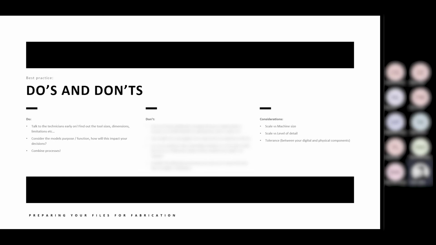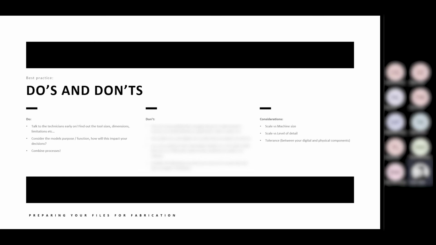Considerations: scale versus machine size. If you know the level of detail you want to represent it, double check that the machine you're looking to use will allow you to make it at that scale and at that size. Most common one is when you're doing site models. People want to CNC machine terrains, for instance, and they'll find that it fits perfectly on there, but then maybe the 3D printer doesn't do the building. Maybe the 3D printer itself has a too small build plate to 3D print the building to sit on top of the CNC machine terrain.